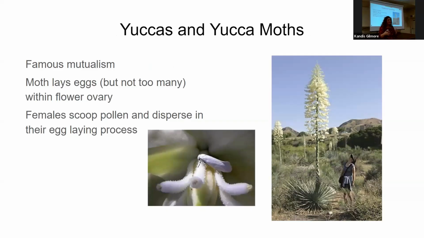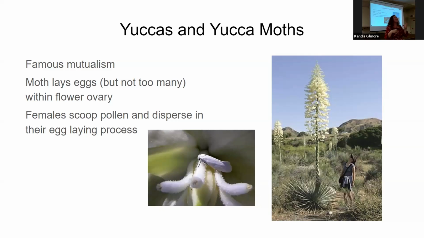Another famous mutualism of a pollinator and a plant that live closely together are yuccas and yucca moths. So the yucca moth lays eggs, but it can't lay too many because the yucca needs to survive. It lays eggs within the flower ovary, and the larvae feed on that. And then as the plant comes into bloom in the springtime, the moths emerge and they mate, and then the females go to find new flowers to pollinate.